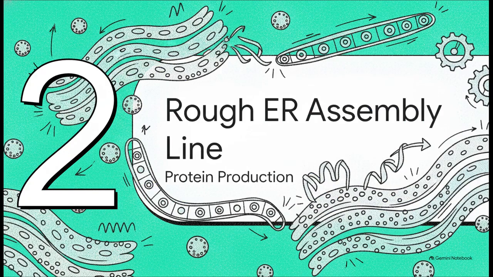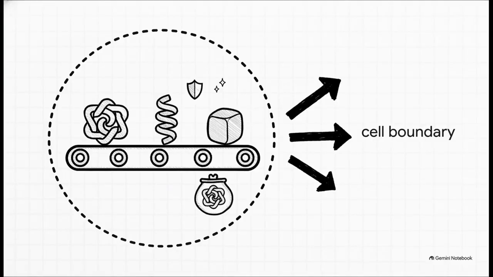Let's dive into Section 2, rough ER, the protein assembly line. The ribosomes attached to the rough ER are hard at work synthesizing very specific types of proteins, specifically those entering the secretory pathway. We're not talking about your everyday proteins for the cell's own internal housekeeping. These are premium products destined for crucial external or structural roles. They're manufactured to be secreted outside the cell, embedded into the plasma membrane, or used in lysosomes.